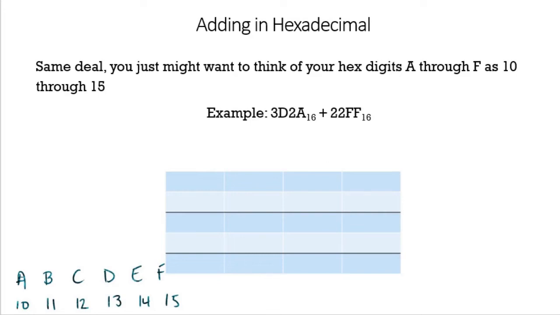Once again, I'm going to add up the two numbers so that their place values line up. So we have 3D2A and we're going to add 22FF. I hardly need to write that this is hex. As soon as I have a letter, I recognize what's going on here.